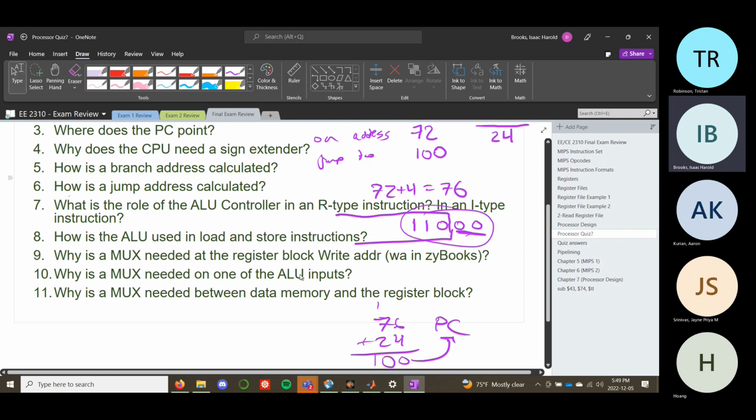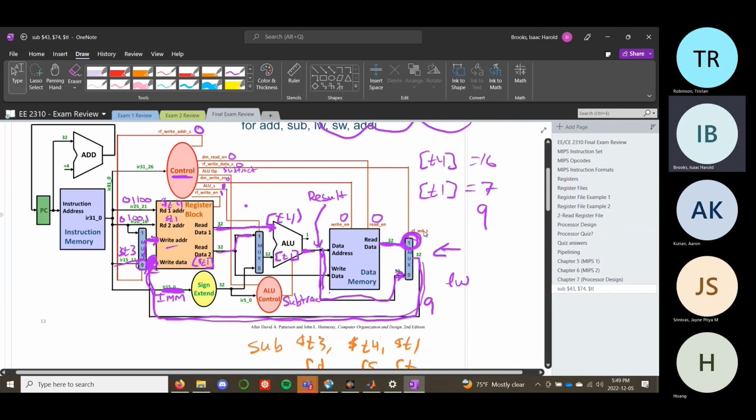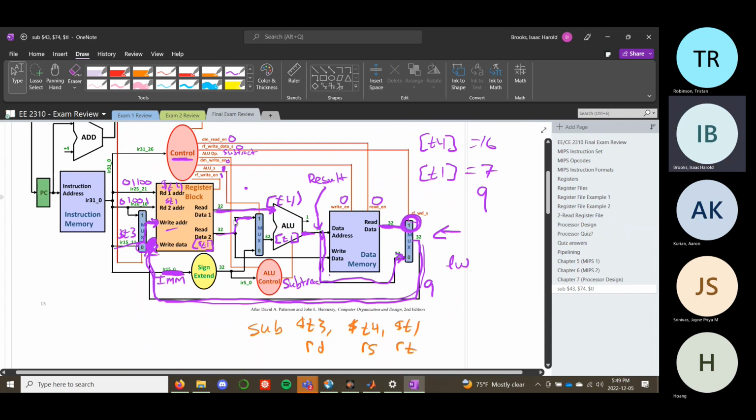Why is a MUX needed on one of the ALU inputs? If we look at that MUX, remember that MUX is deciding whether we're going to add the second read register or we're going to add the immediate. Or subtract or multiply or whatever the ALU is doing. It's deciding between the immediate or the second register.